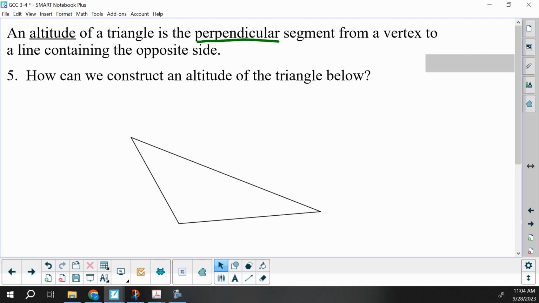Now, the way I always remembered altitude when I was in high school was a common place you hear altitude used is when flying on an airplane. The captain comes on and says, we're going to be cruising at an altitude of 30,000 feet. Well, that's 30,000 feet measured straight down to the ground at a right angle. It's not measuring it at a diagonal towards like the city you're going to or something. It's straight down to the ground at a right angle. So that's how it helped me remember, okay, altitude goes from the vertex and forms a right angle.